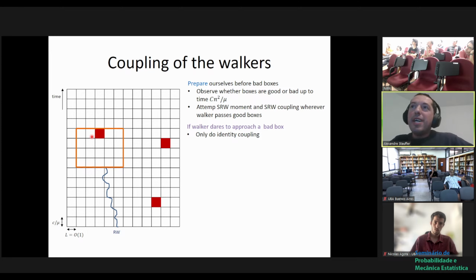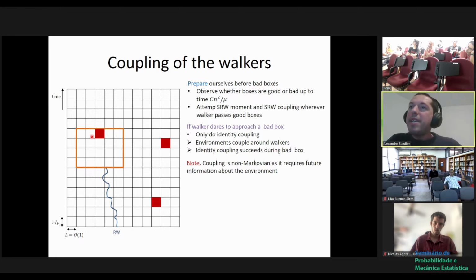So that's the dynamic. Each time you enter these regions around each bad box, you worry about it, and you start turning off your simple random walk coupling, resort to identity coupling, so that the environment is coupled and you survive the bad box. And you're going to play your game all the time. And this gives rise, of course, to a non-Markovian coupling, because I need to look at future information, how the environment looks in the future, to decide which coupling strategies to apply in the present. So that's a little bit of technical detail.